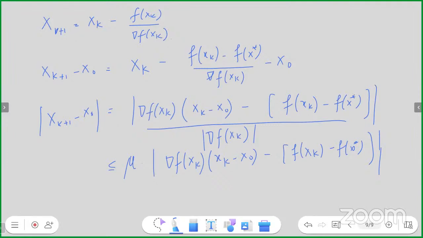Doesn't remind you of anything? What kind of terms do I have on the right hand side? I have f of xk, I have f of x star, and the first thing... have I made a mistake? It should be x0 is fine.